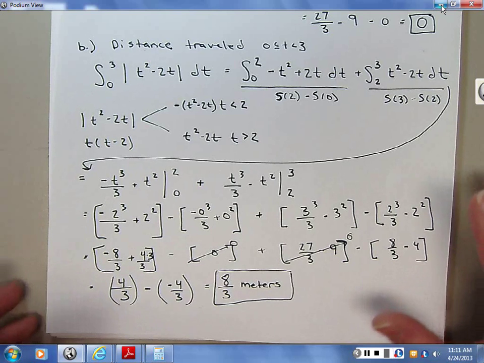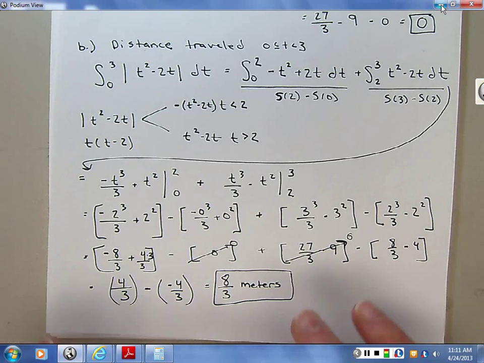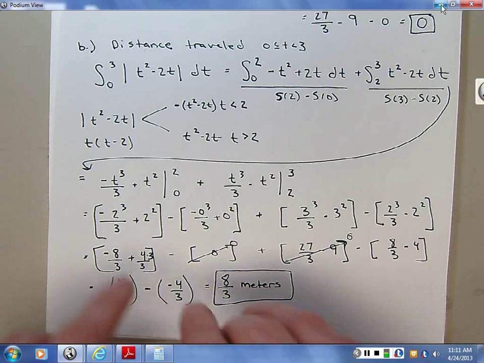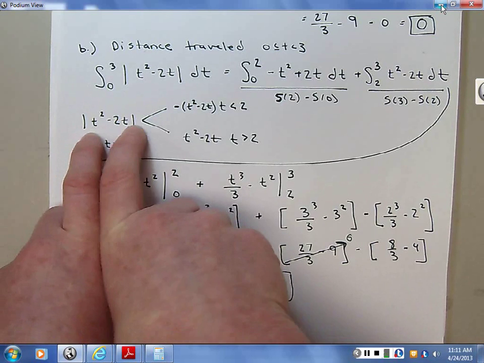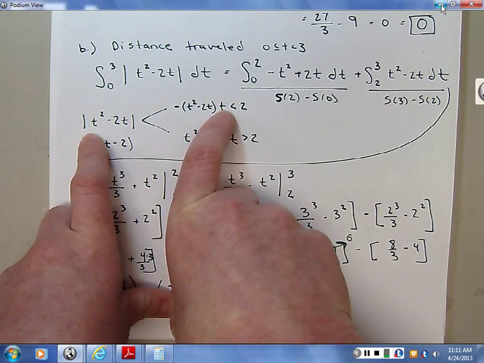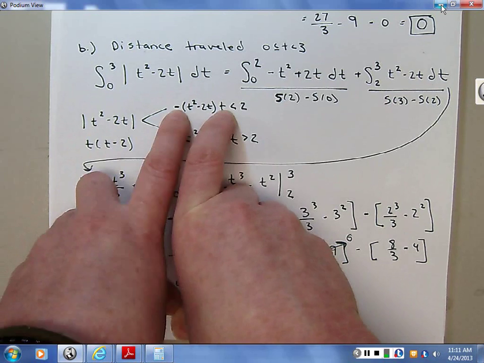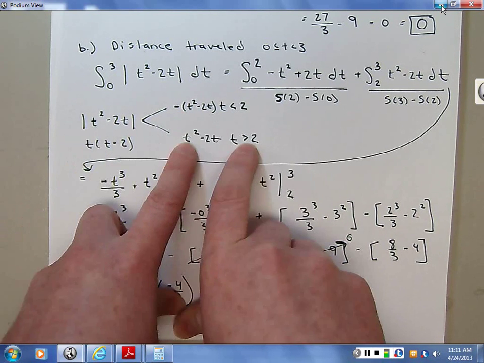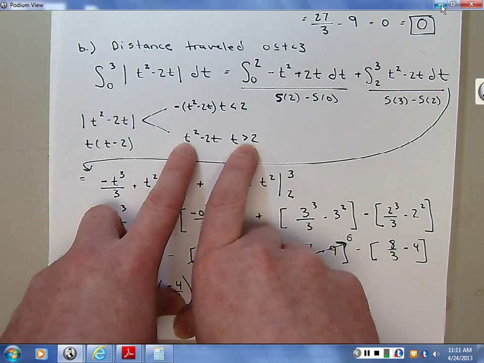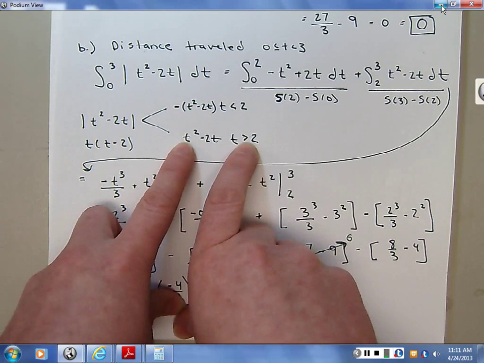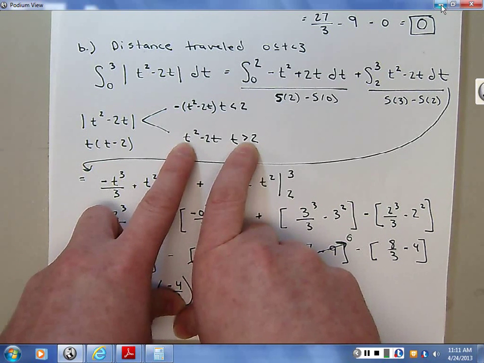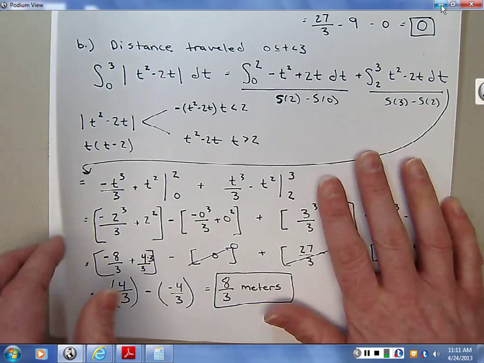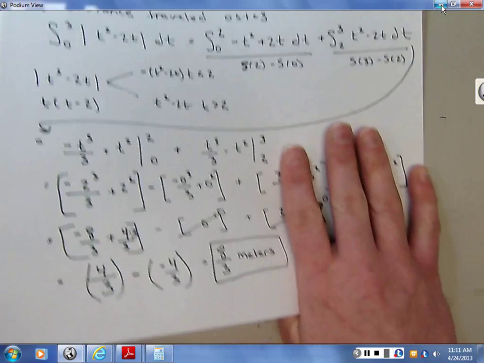So this is just an example of how to apply the calculus. I cannot drop the absolute value. If I drop the absolute value on an interval in which my function is negative, I have to replace that with the negative function. I can drop the absolute value on an interval in which my function is positive. Right?